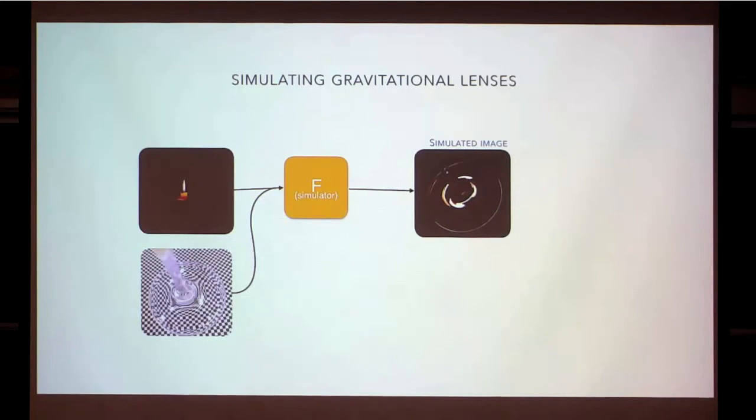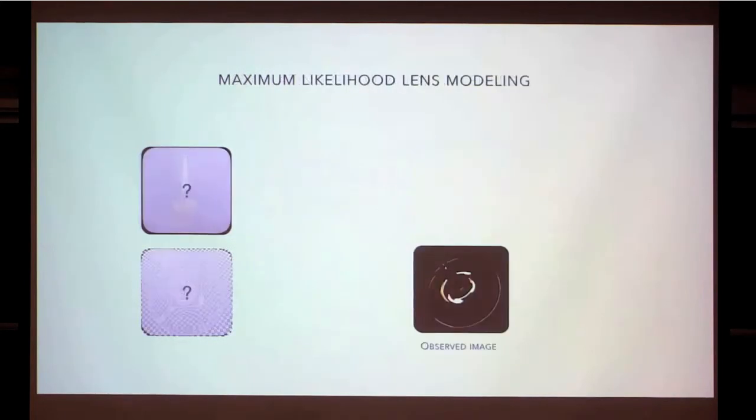But when we have real data, it's more complicated, because I know neither what the background source looks like, nor what the lensing is. The problem is that I don't know the inverse of this function. I know how to simulate forward, but once I have the image, it could be that candle and a different wine glass, or whatever it is. So how do we solve this?